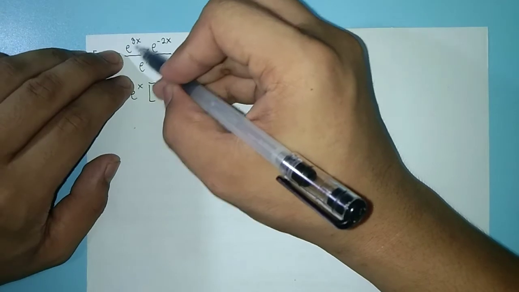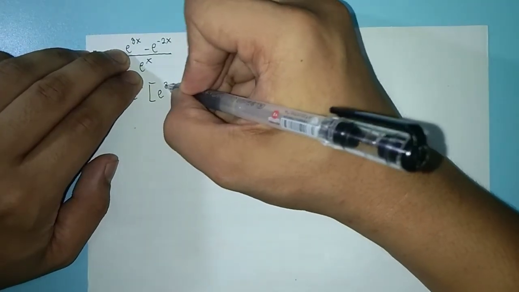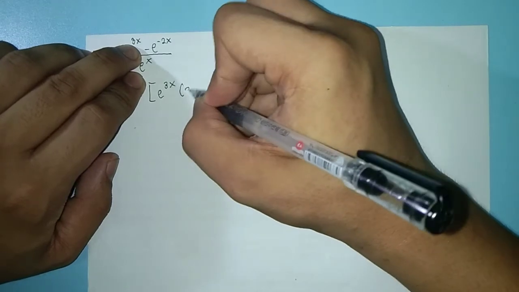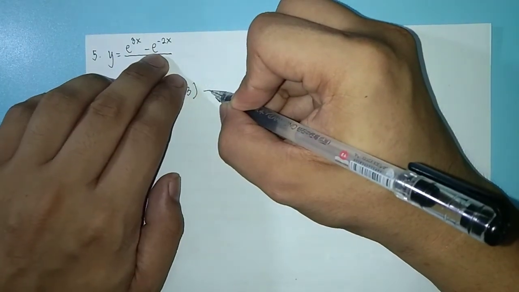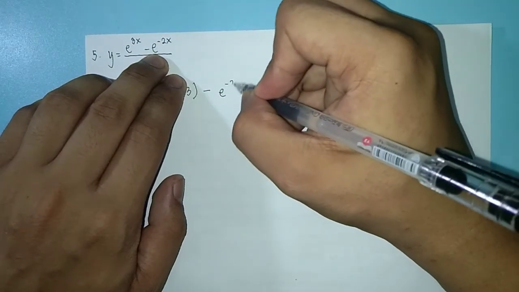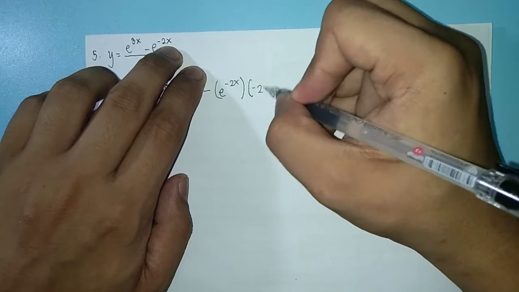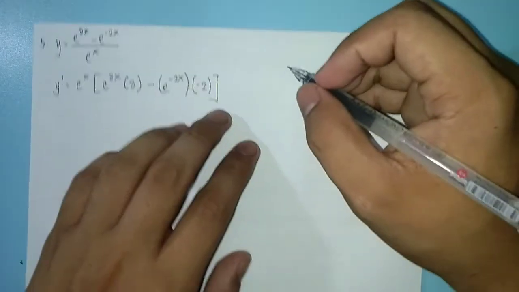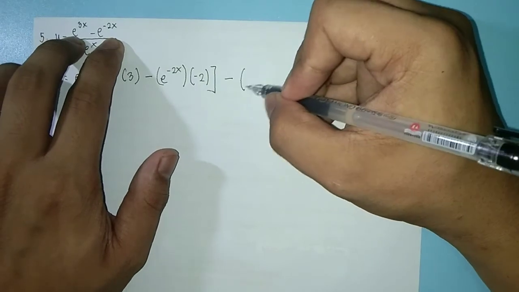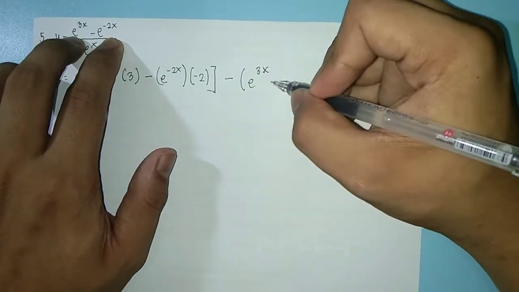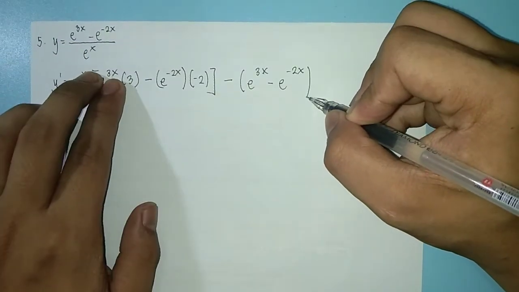Then, derivative ng numerator, ito muna, e raised to 3x, that is e raised to 3x, derivative ng 3x, that is 3. Minus, derivative ng e raised to negative 2x, that is e raised to negative 2x, derivative ng negative 2x, that is negative 2. Okay? So, minus, kopya naman yung numerator, e raised to 3x minus e raised to negative 2x, derivative ng denominator.